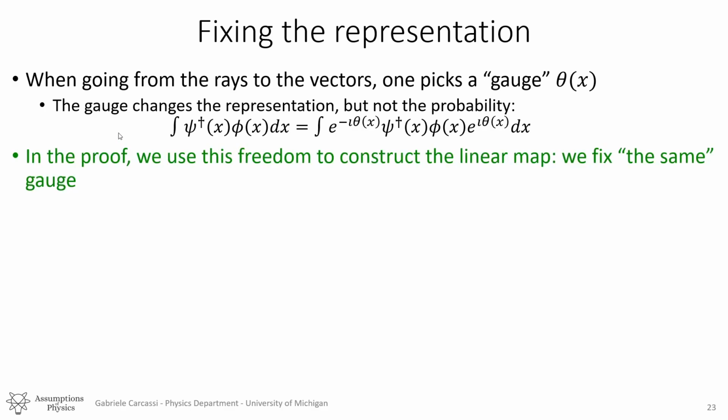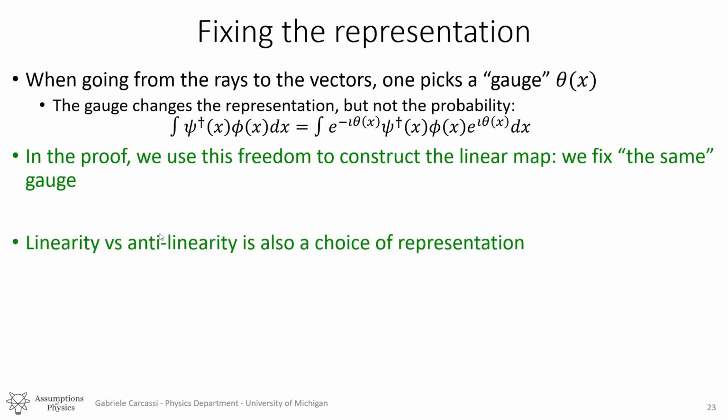And so the idea is that in the proof, we use this freedom to construct the linear map. So we fix the same gauge from the initial space to the target space, and we sort of tweak the gauge such that we have a linear or antilinear transformation. We use that gauge to get the linearity. So the linearity is really a choice of gauge. We fixed the gauge, we fixed the representation such that we have nice and linear maps.